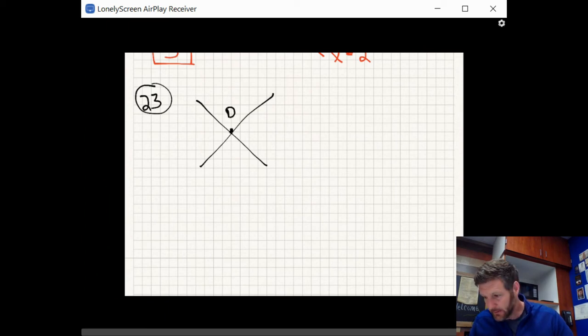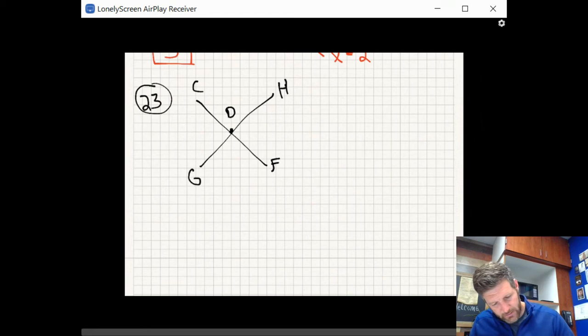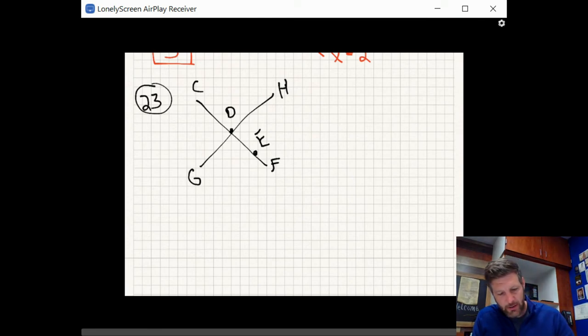So we've got D in the middle, C, H, F, G, and R, E right here. It says that GH bisects CF. So GH is bisecting CF. If you remember what bisecting means, it means it cuts it in half. So that means CD is equal to DF. That means it's been cut into 2 equal halves, which is useful information.